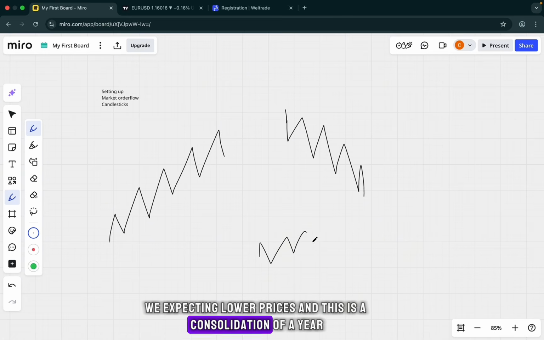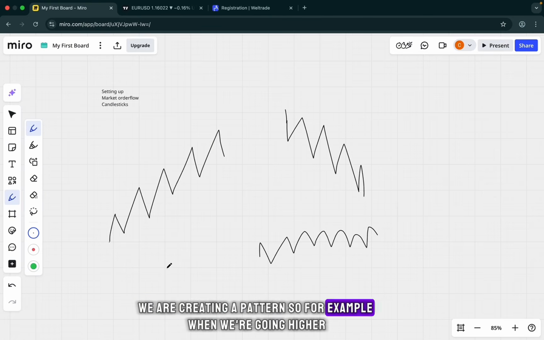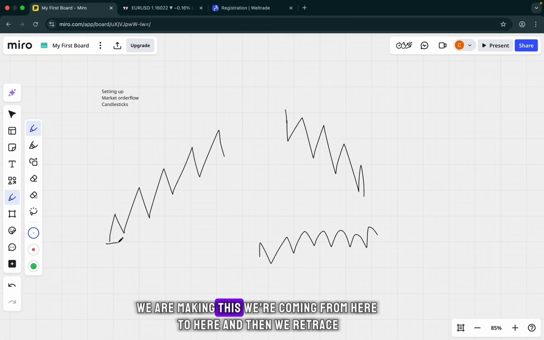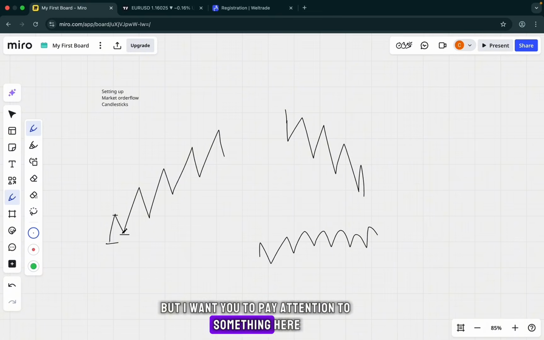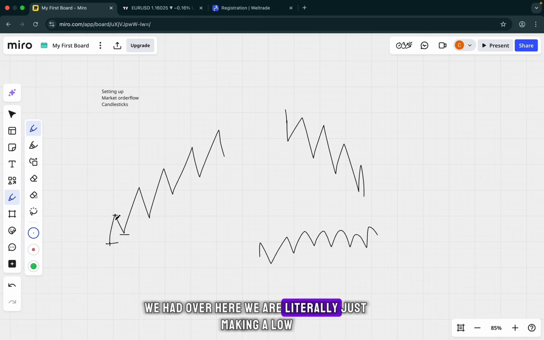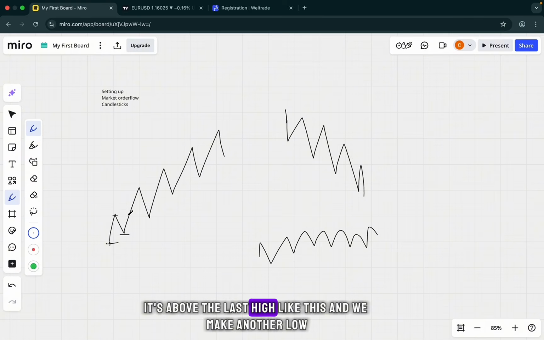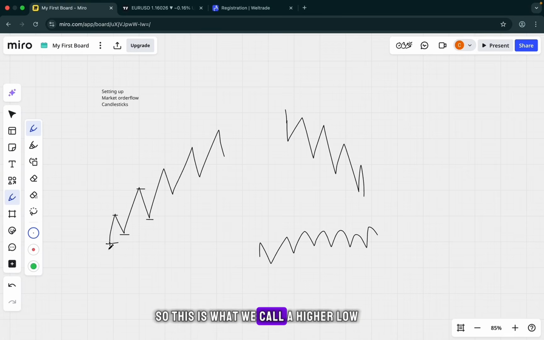And this is a consolidation. If you look at these markets, we are creating a pattern. For example, when we're going higher, we're coming from here to here, and then we retrace. But I want you to pay attention to something here. We are not completely going down below the previous low we had over here. We are just making a low, but it's higher than the previous one. And when we make our next high, it's above the last high. And we make another low, it's below that high, but not lower than the other low. So this is what we call a higher low, higher high.